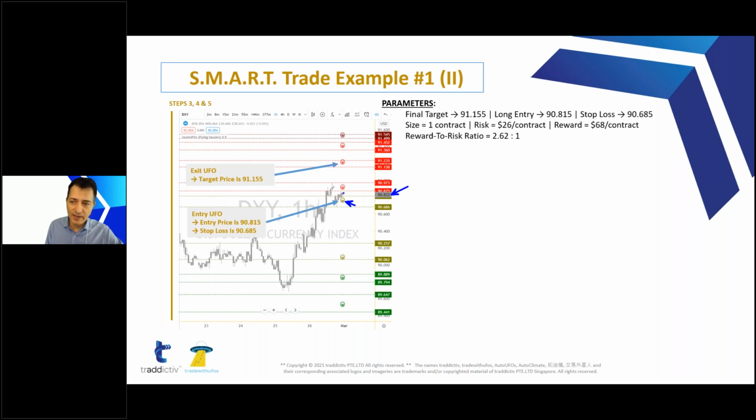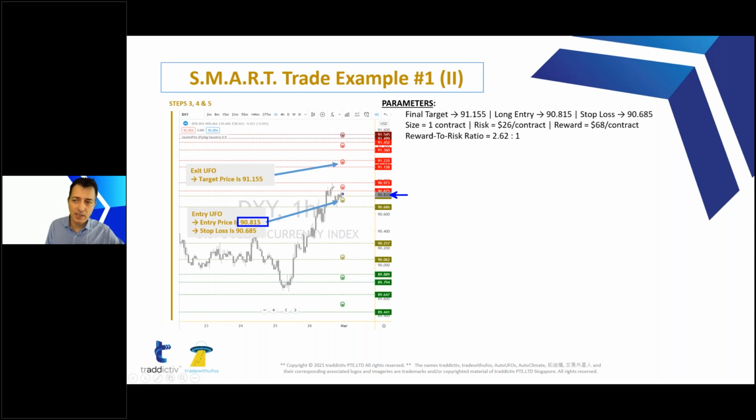So you would want to wait for price to come down. And the moment price comes down, you will want to be a buyer right there, expecting the dollar index to continue moving higher. Why? Because the climate was blue. We are in an up market, so you expect it to continue moving higher. You just want to buy at the same price where unfilled orders to buy are waiting to be filled. In this case, the gray box kind of covers it, but the entry price would be here. It's 90.815.